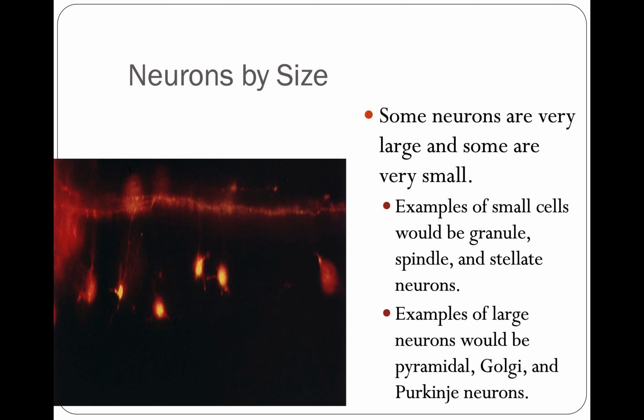Some neurons are very large and some are very small. Examples of small cells would be granule, spindle, and stellate neurons. Examples of large neurons would be pyramidal, Golgi, and Purkinje neurons, and these are found in your cerebellum. The Purkinje neurons, pyramidal cells have to do with your memory. They are in your gray matter of your brain. The gray matter is the outer, about a quarter of an inch covering of the brain, and that's where the pyramidal cells are. That's actually where most of your thinking takes place, in the gray matter, rather than the white matter.